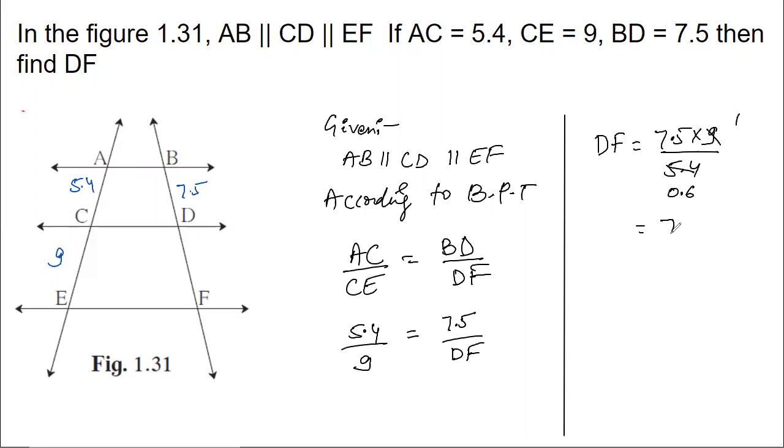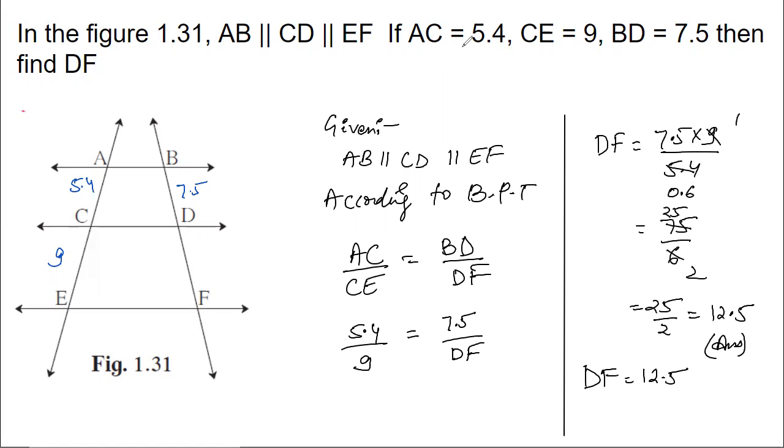Let's first remove the decimal. It will become 75 upon 6. Let's reduce it by 3 first. It will become 2 and 25. Now it is 25 upon 2, which will be 12.5. This is your final answer. DF equals 12.5. This is how you find it.